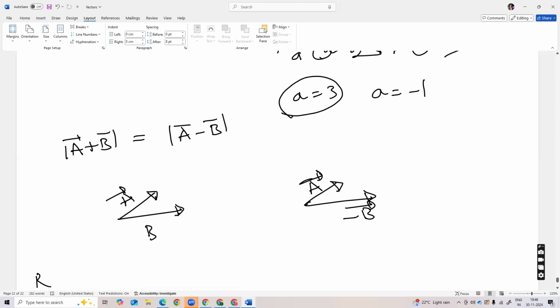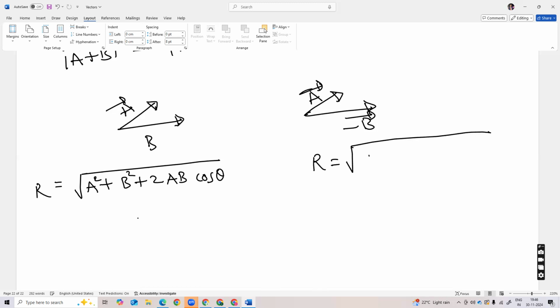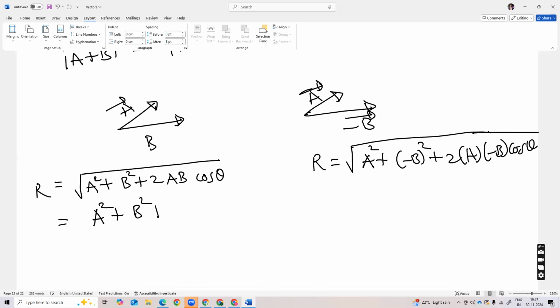So what is mod of a plus b? Let's find out. For a plus b, it is the square root of a square plus b square plus 2ab cos theta. Similarly, for a and minus b, the magnitude is the square root of a square plus minus b square plus 2 into a into minus b cos theta. After solving that, we will get it as a square plus b square plus 2ab cos theta.